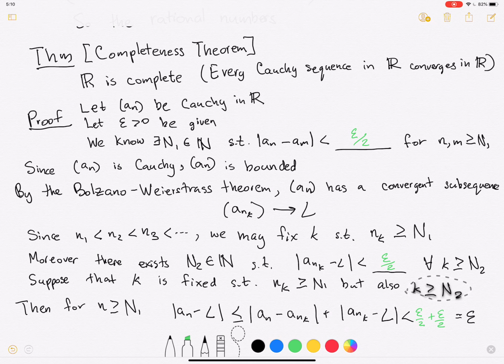And so we have the absolute value of a_n minus L is less than epsilon. Thus it converges, and it converges to something L in the real numbers, if that wasn't clear, because this must converge in the reals.